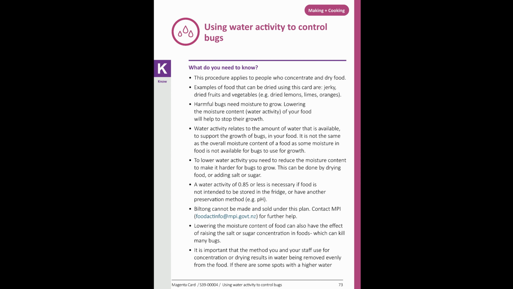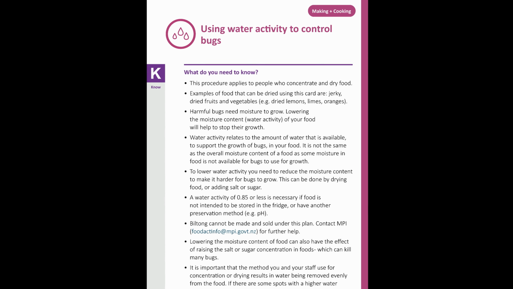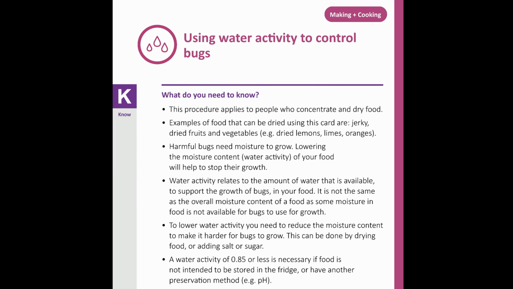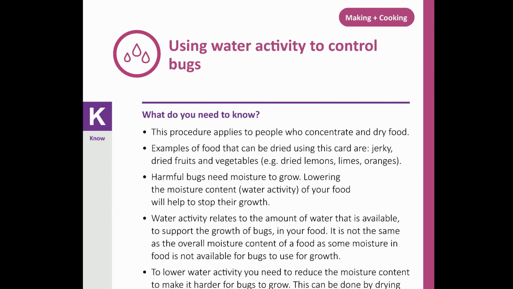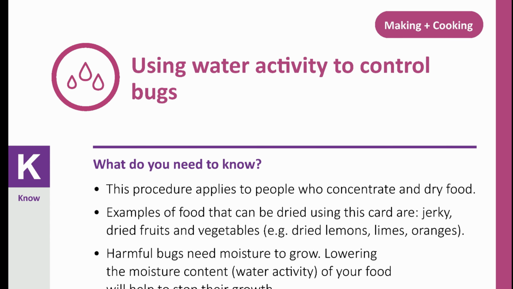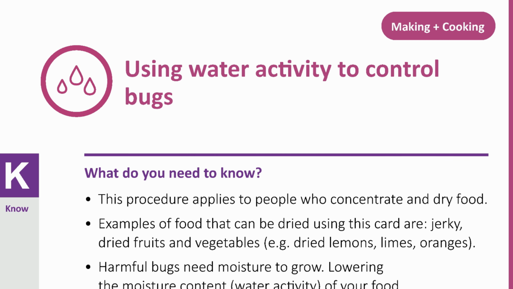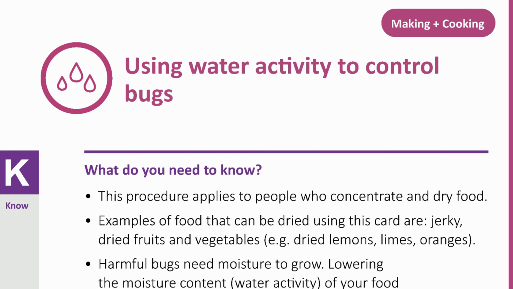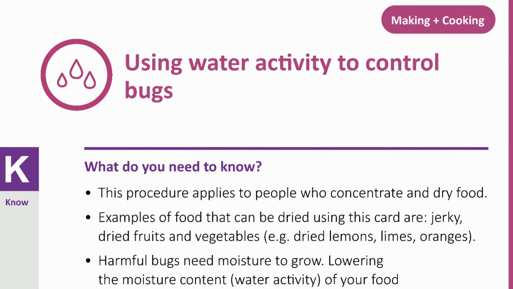In this lesson, we are going to read through the "Using water activity to control bugs" topic in the template food control plan. This is one of the magenta-colored cards in the Making and Cooking section of the plan and is page number 73. What do you need to know? This procedure applies to people who concentrate and dry food.